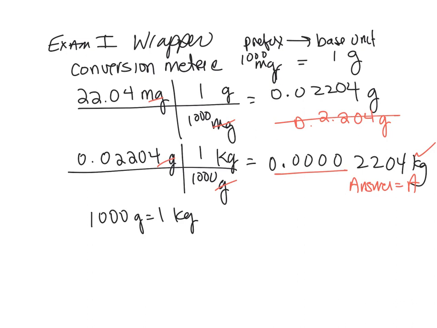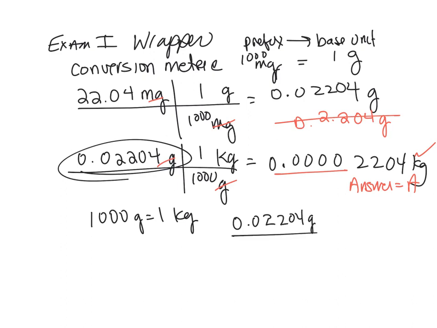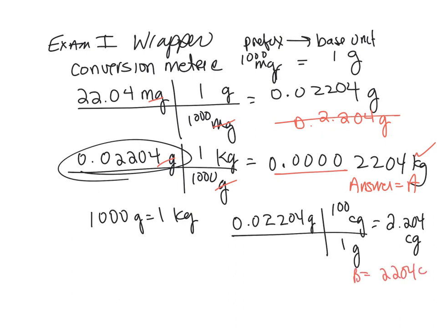If that was not the correct answer, then you should take the grams, the base unit again, and then you would convert. The next one would be centigrams. So grams to centigrams. Centigrams is 100 into 1, and then that would be 2.204 centigrams. And as you can see, that doesn't work because B is 2204 centigrams, so obviously that one's wrong. And you would go through each one of those from the base unit.